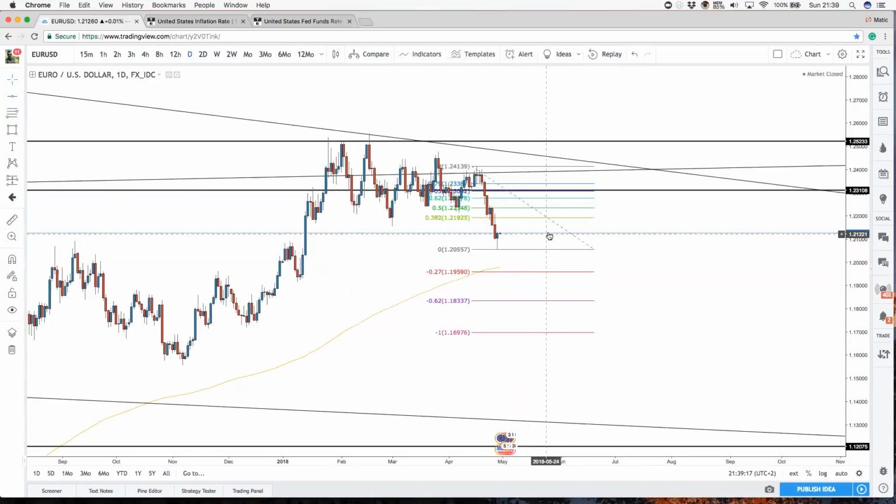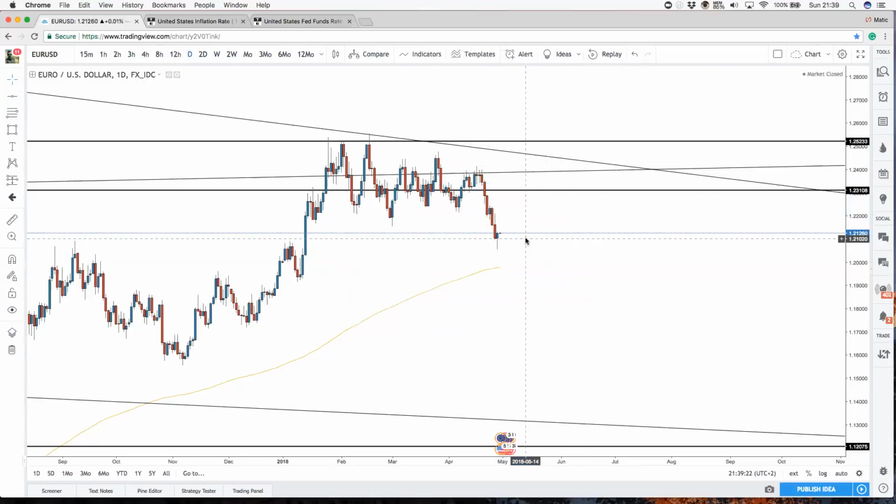So what am I looking for right now here? I'm just more or less waiting for a pullback. It's not rocket science. It's just a simple game of patience. That's how I would call it.